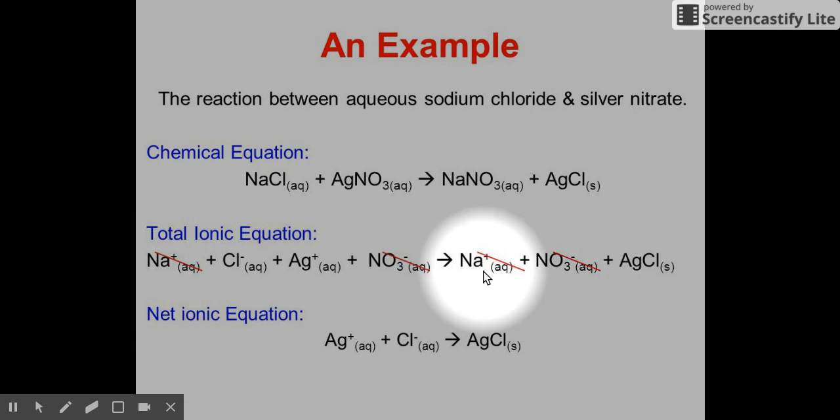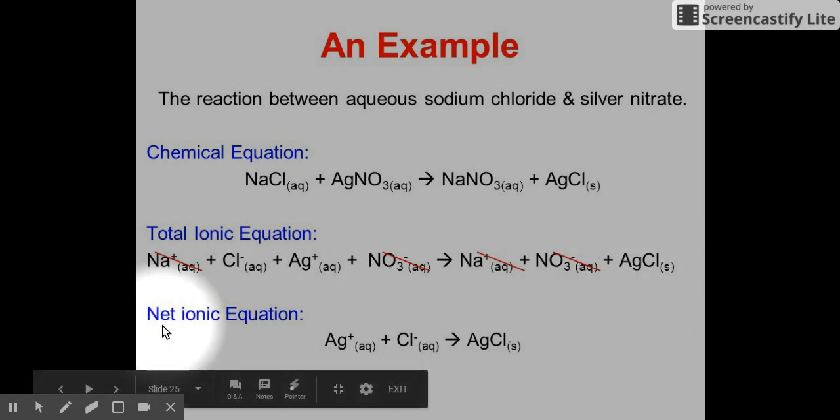So Na plus and Na plus cancel out. Your nitrate and your nitrate also don't change on the left side and right side of the arrow. That means you cancel them out as well. So you're left with Cl negative and Ag plus, forming your silver chloride solid, your insoluble precipitate.